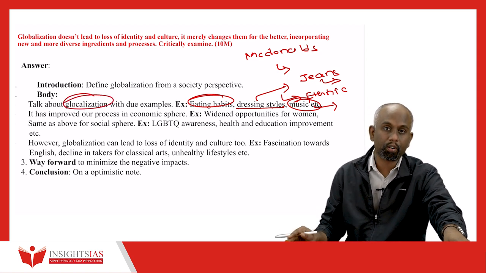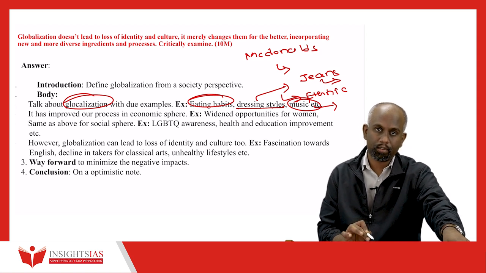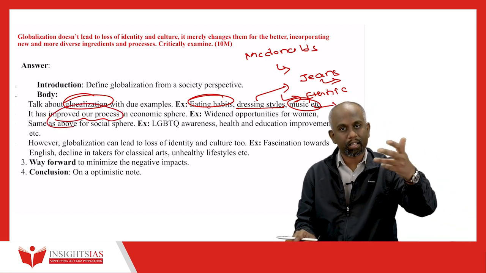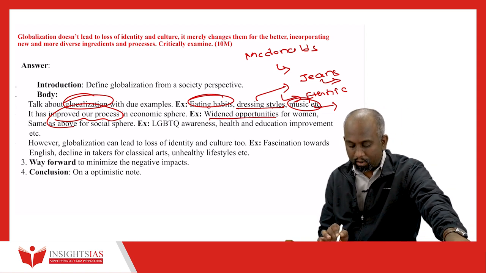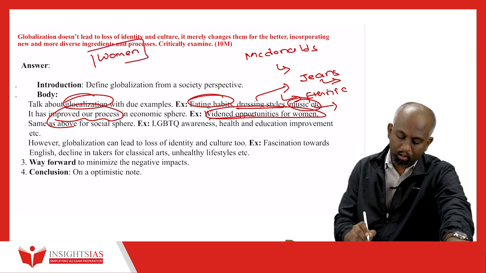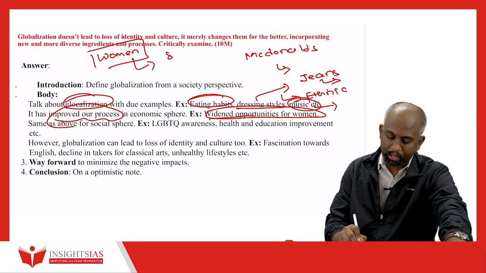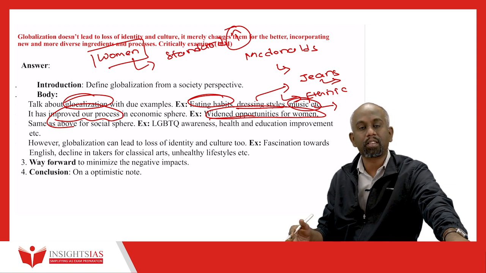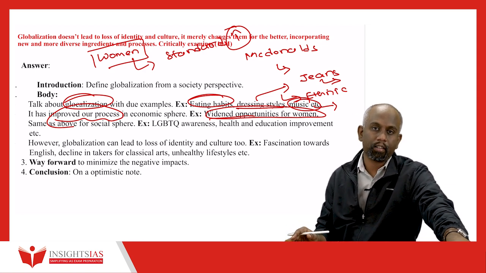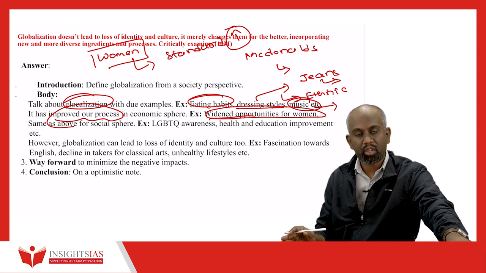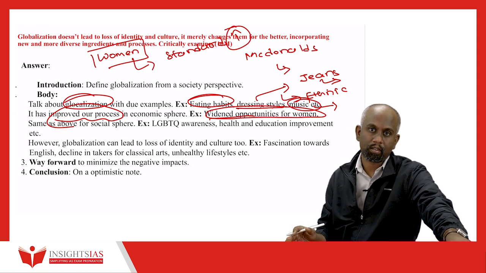So here you have talked about glocalization, where there is no loss of identity or culture. It has also led to the improvement in our process. What is the example that I can give over here? It has created widened opportunities for women. In a globalized society, we realize that women's potential is very important for leading a higher standard of living. Once we realize this, is it not an improvement of the process that we have had? At a global level, you are coming across many entrepreneurs who are from India and particularly from the female gender as well, right? Improvement in our processes.